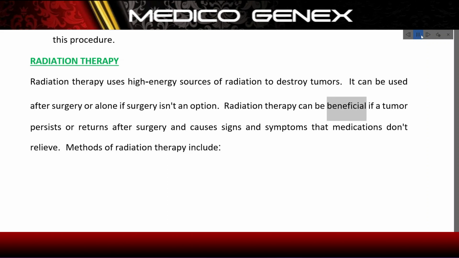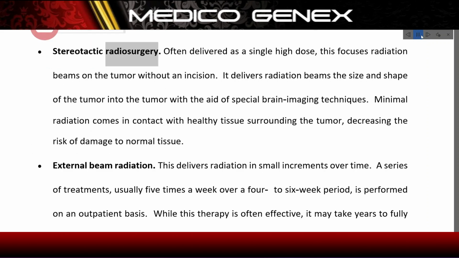Radiation therapy can be beneficial if a tumor persists or returns after surgery and causes signs and symptoms that medications don't relieve. Methods of radiation therapy include stereotactic radiosurgery. Often delivered as a single high dose, this focuses radiation beams on the tumor without an incision. It delivers radiation beams the size and shape of the tumor into the tumor with the aid of special brain imaging techniques. Minimal radiation comes in contact with healthy tissue surrounding the tumor, decreasing the risk of damage to normal tissue.